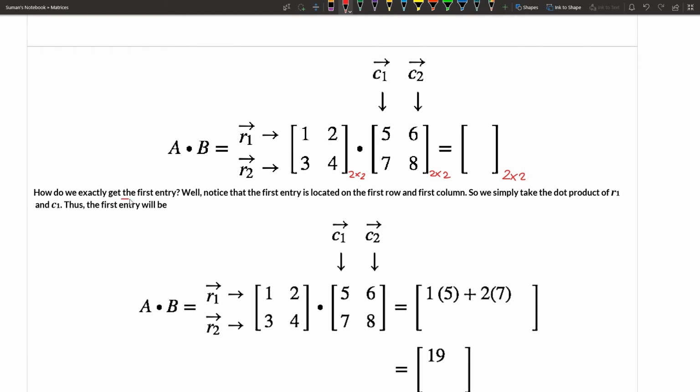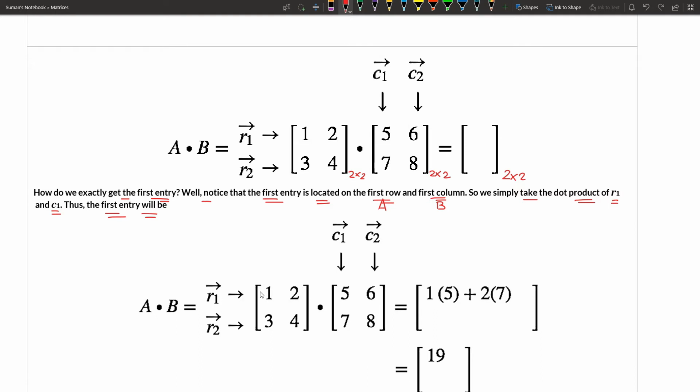How do we exactly get the first entry? Well, notice that the first entry is located on the first row and first column: first row of matrix A and first column of matrix B. So we simply take the dot product of R1 and C1. Thus the first entry would be like that.